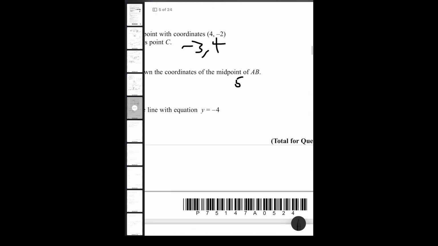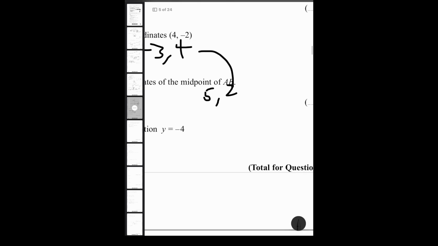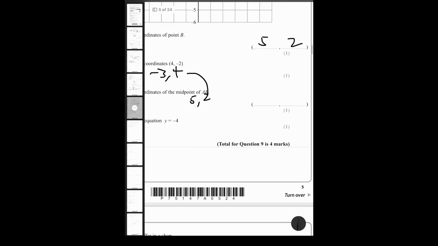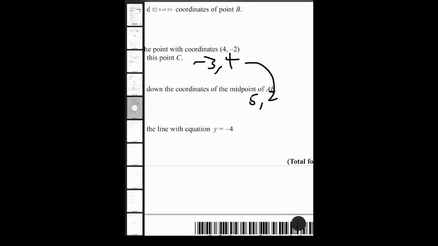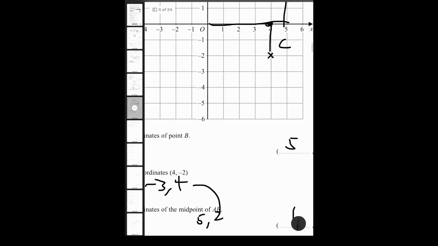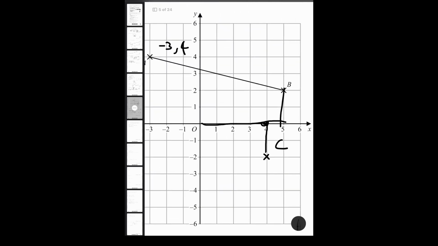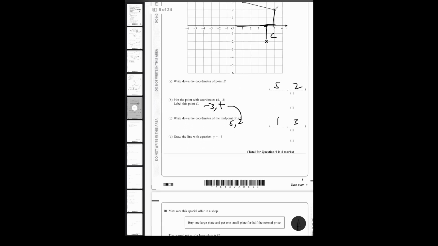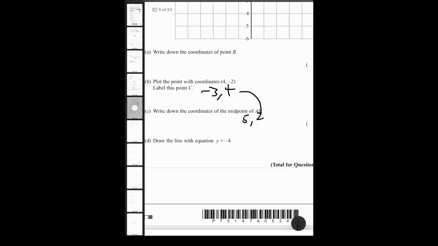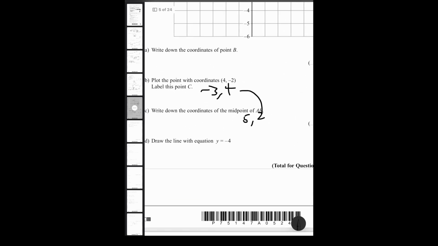So what the midpoint is, literally add the 2 points together, divide it by 2 because it's in the middle. So 4 plus 2, 6. 6 divided by 2 is 3. So you literally just halve it. Negative 3 plus 5 is 2. Divided by 2, it's 1. So let's see if it makes sense on the graph. 1, 1, 2, 3. So this is the midpoint. That makes sense.